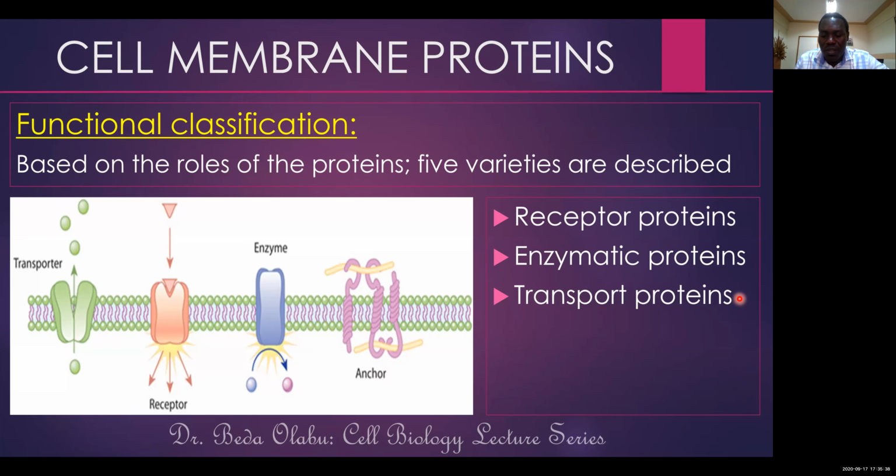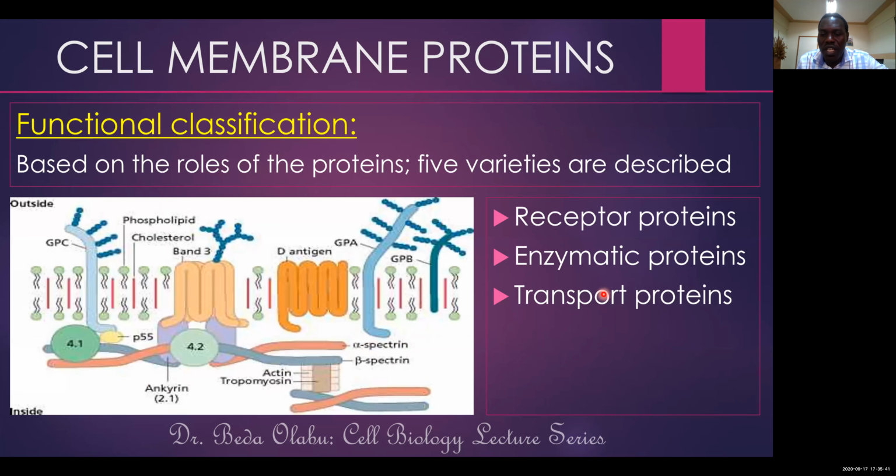The fourth category, or fifth category if we consider that the transport proteins are of two types, then the next category of functions of cell membrane proteins are those we consider as being structural proteins. Structural proteins contribute to the structural integrity of the cell membrane. So we call them structural proteins, like these ones.